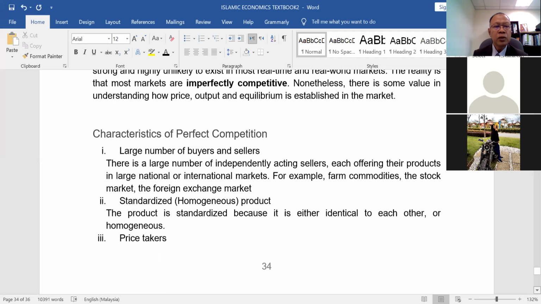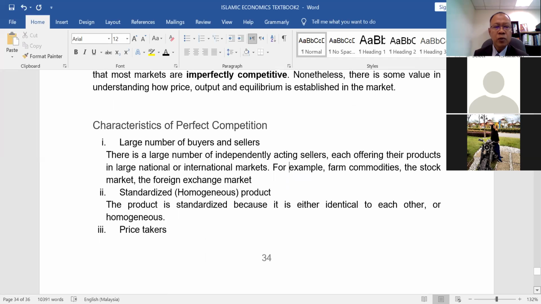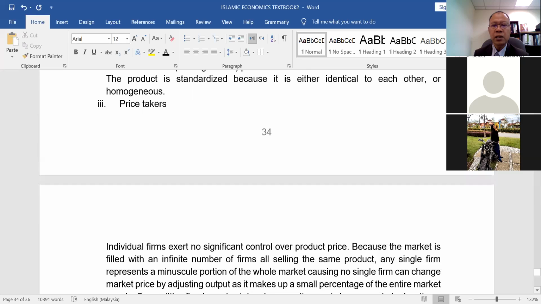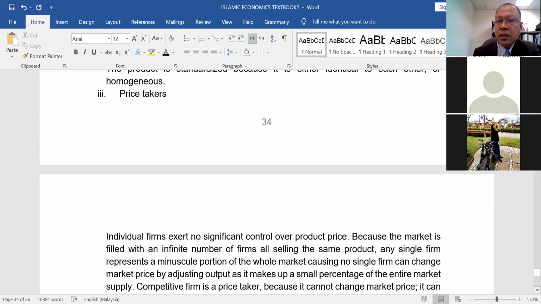Characteristic number two, standardized or homogeneous product. The product is standardized because it is identical to each other, or we call it homogeneous. Characteristic number three, price takers. Each of the firms must take the price as determined in the market.